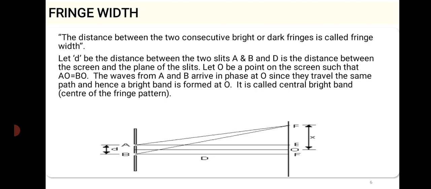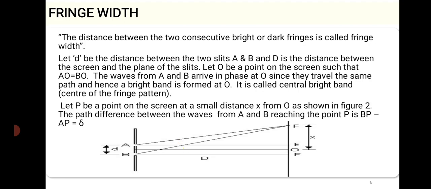Let d be the distance between the two slits A and B, and capital D is the distance between the screen and the plane of the slits. Let O be the point on the screen such that AO is equal to BO. The waves from A and B arrive in phase at O since they travel the same path, and hence a bright band is formed at O. It is called the central bright band, or the center of the fringe pattern.